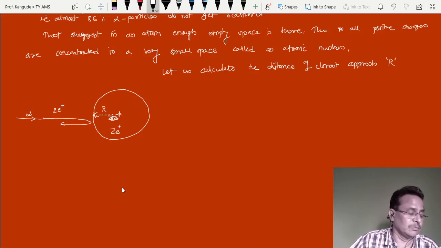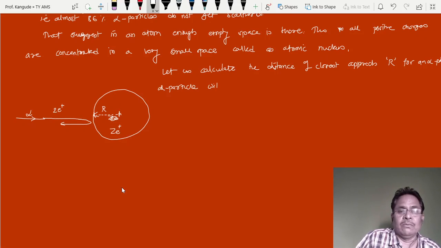The distance of closest approach, capital R, for an alpha particle. As shown in the diagram, the alpha particle will have the smallest r. This is the smallest value. When it reaches here, suppose an alpha particle comes from here, it will go like this. So this r would be some larger value.